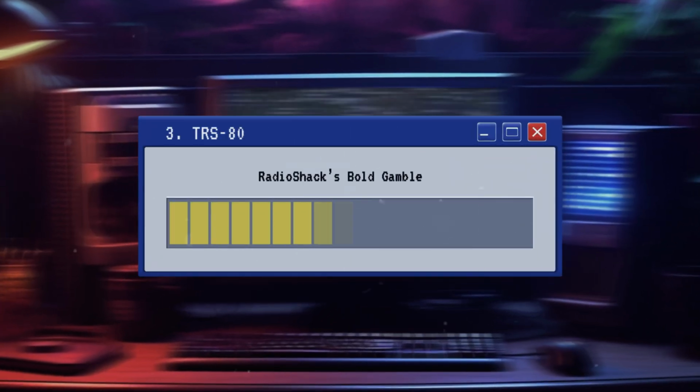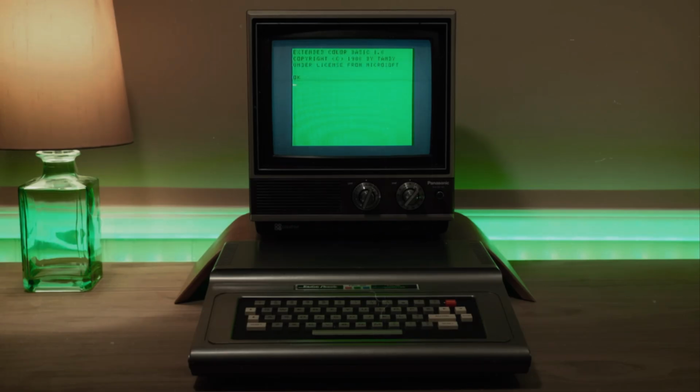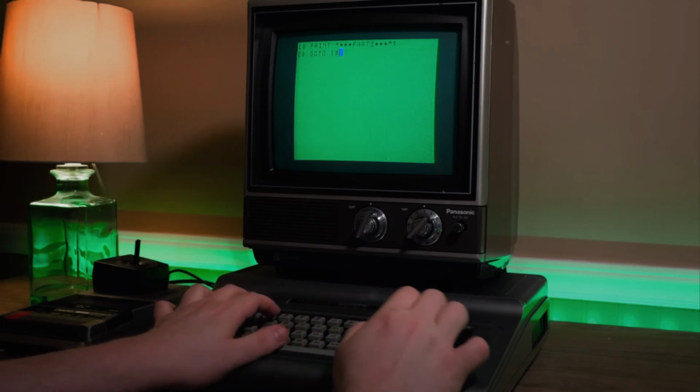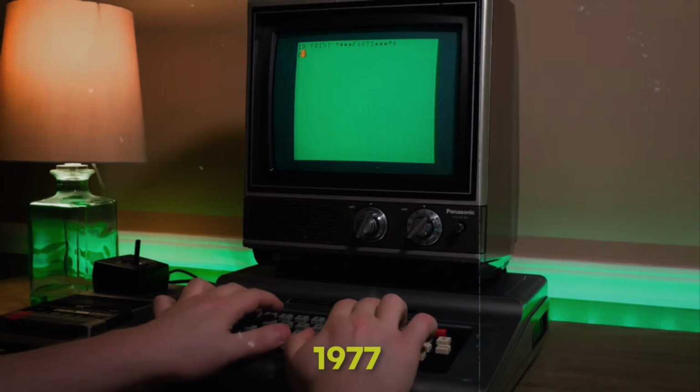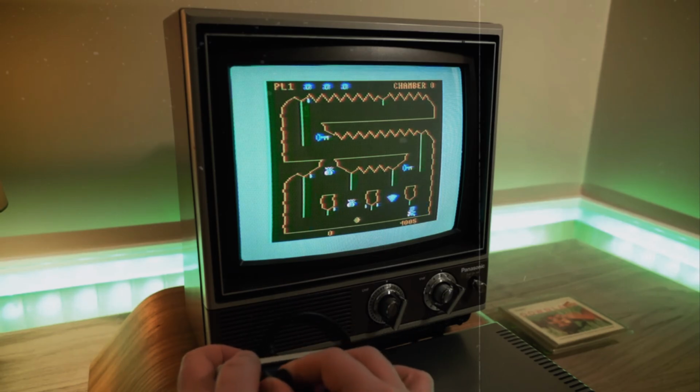Number 3. TRS-80, Radio Shack's bold gamble. Nicknamed the Trash 80, the TRS-80 was one of the first mass-produced computers. Launched in 1977 by Tandy Corporation, it was a hit with schools and small businesses.